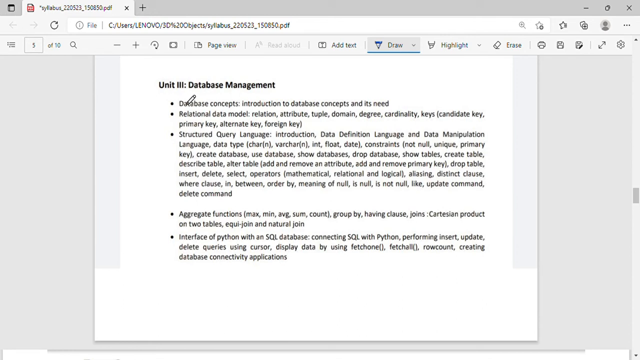I'm very happy to announce that we are going to complete the entire syllabus in just 4 to 5 days, and I assure you, after seeing our course, you are going to secure 35 out of 35 in your term 2 examination. And we are going to do database management SQL in a very detailed way.